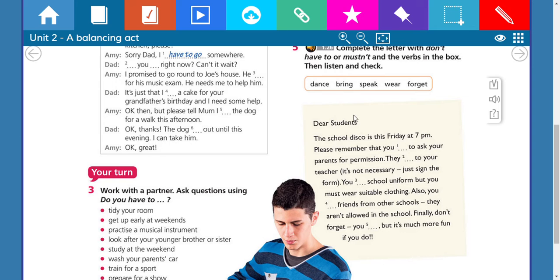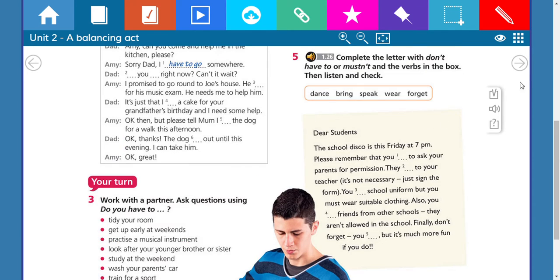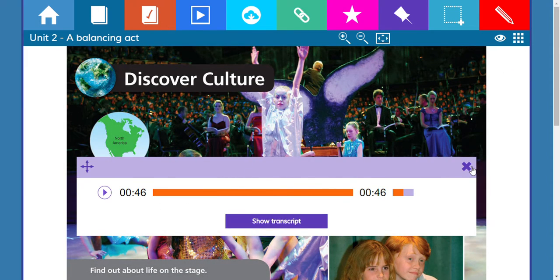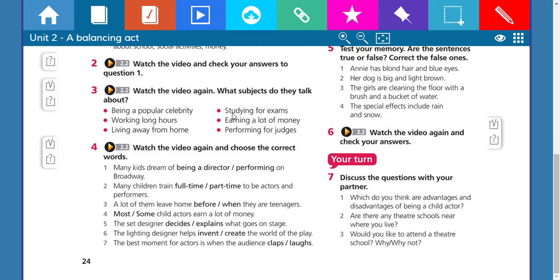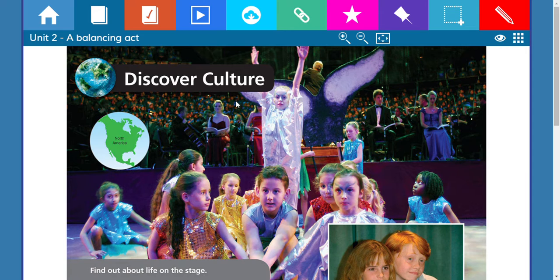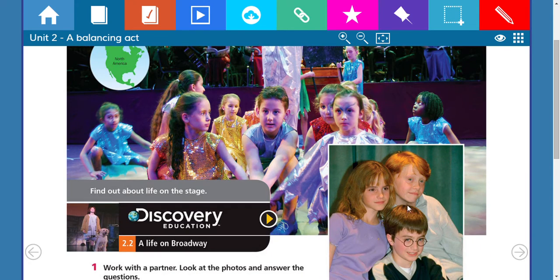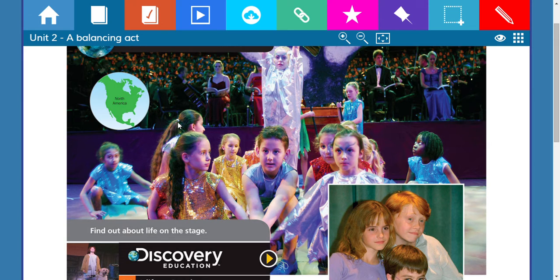Okay, so you can play it once again and try to complete the activity. Okay, that's the idea. You do it in the seminary. In this part, we have Discover Culture. That is page 24. So, first of all, what can you see in this picture? There are three pictures. This is number one, this is number two, and this circle is number three.